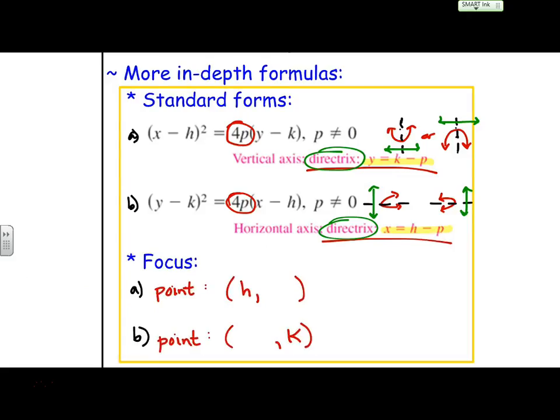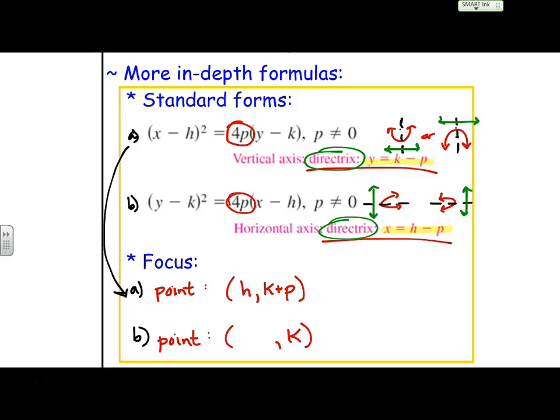So for the focus, when it's vertically oriented or has a vertical axis of symmetry, the x is going to remain the same, and the y is going to look an awful lot like the directrix, but instead of k minus p, it's going to be k plus p. The focus and directrix go opposite directions, always, always. Instead of k plus p, it's going to be k minus p.